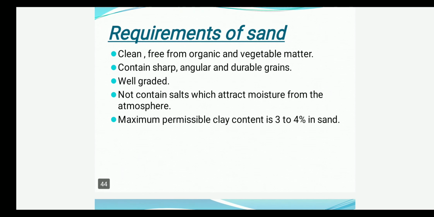Now let us learn the requirements of the sand. The sand should be clean and free from organic and vegetable matter. It should contain sharp, angular and durable grains. The sand should be well graded. It should not contain salt which attracts moisture from the atmosphere. The maximum percentage of the clay in the sand should be about 3 to 4%.